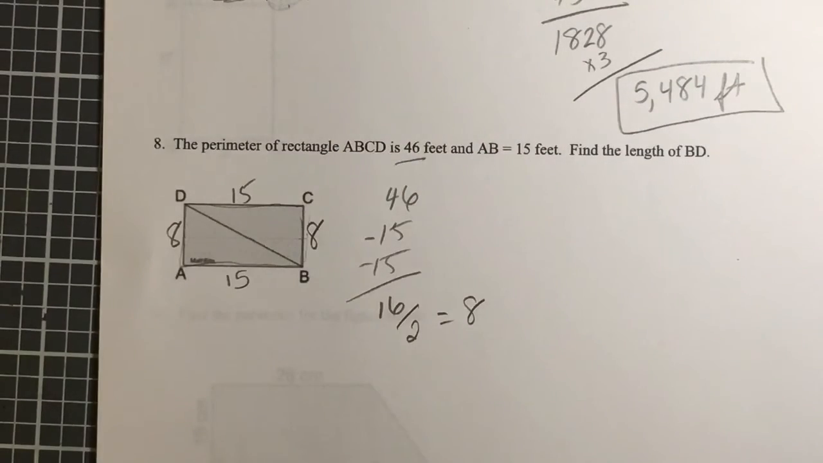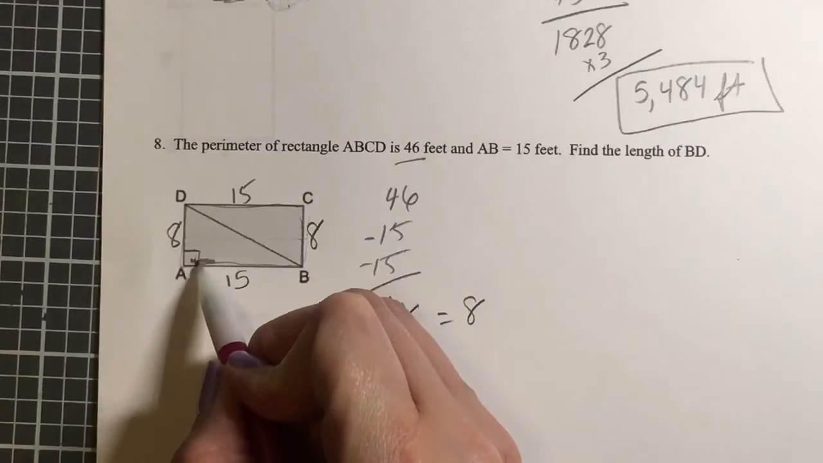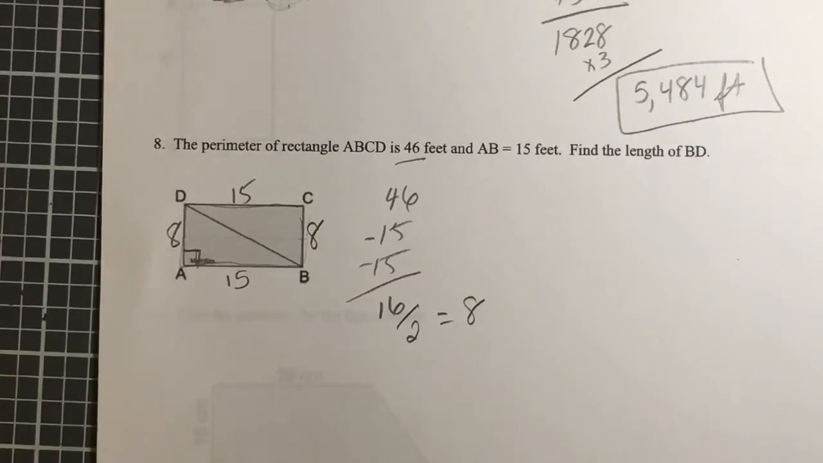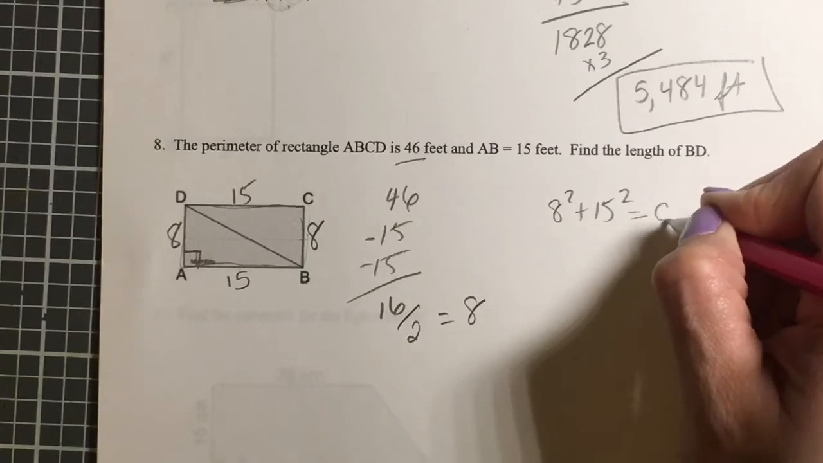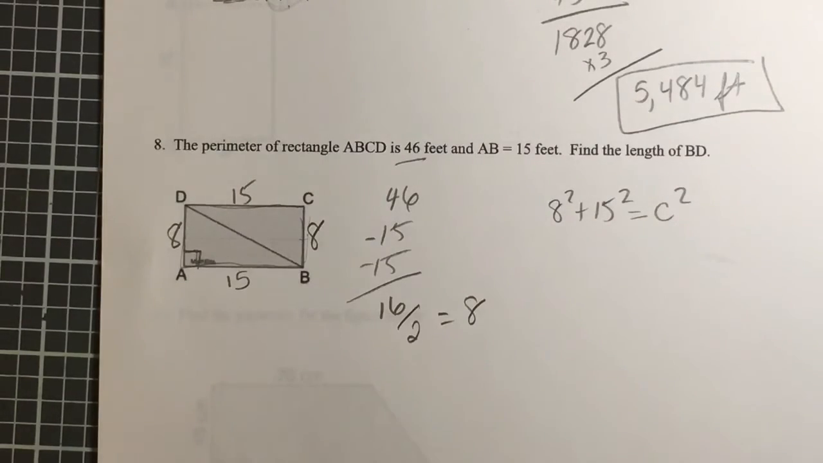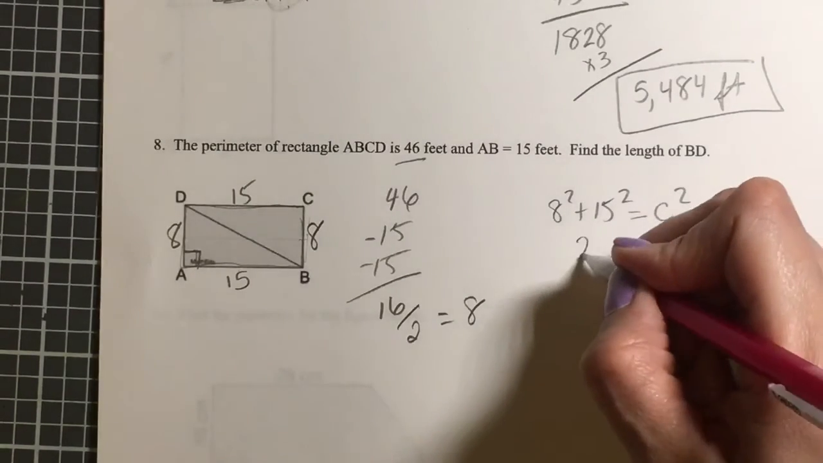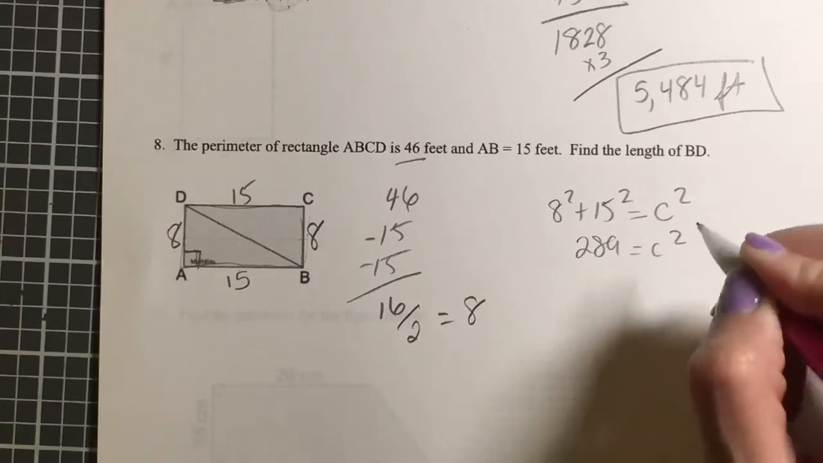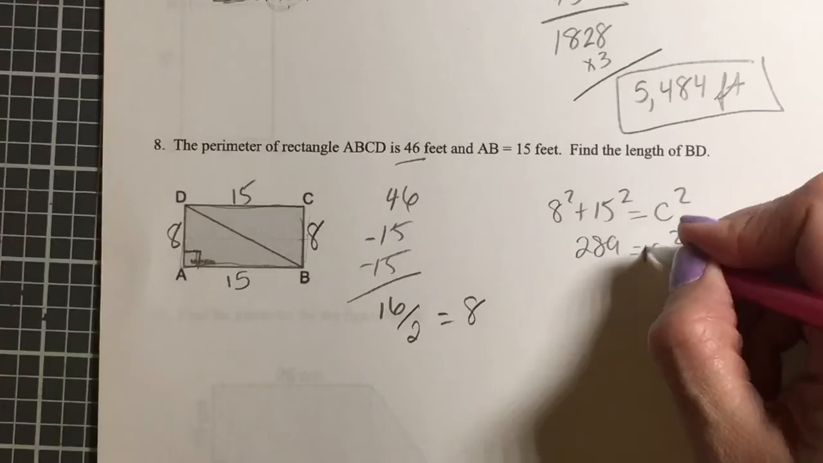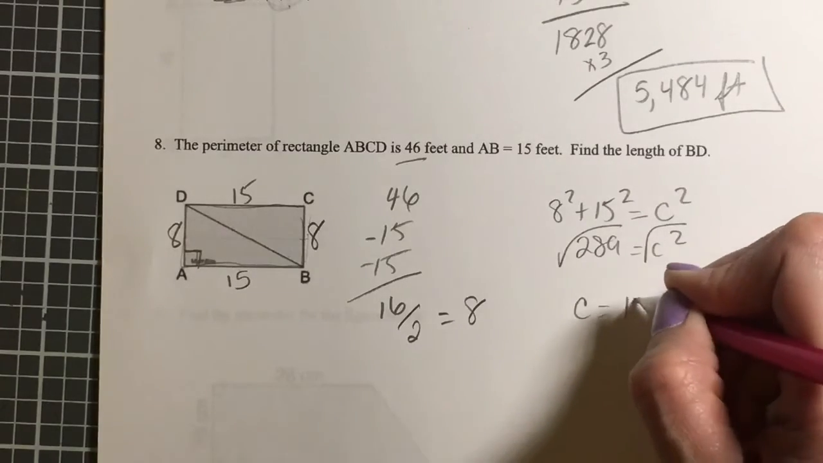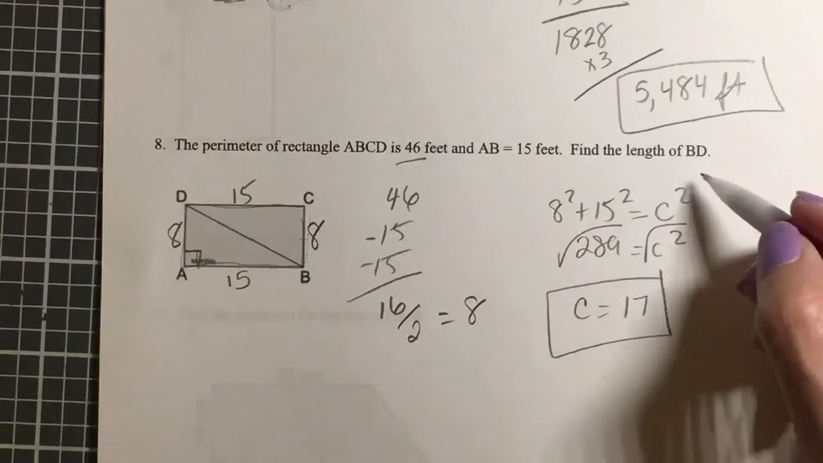And now why is that important? Well, we want the diagonal, and the 2 things we need to find the diagonal are the other 2 sides. So we need to use our Pythagorean theorem here. A squared plus b squared equals c squared. So 8 squared plus 15 squared is going to be 289. And the square root of 289 is going to be 17. And that's going to be the length of BD.